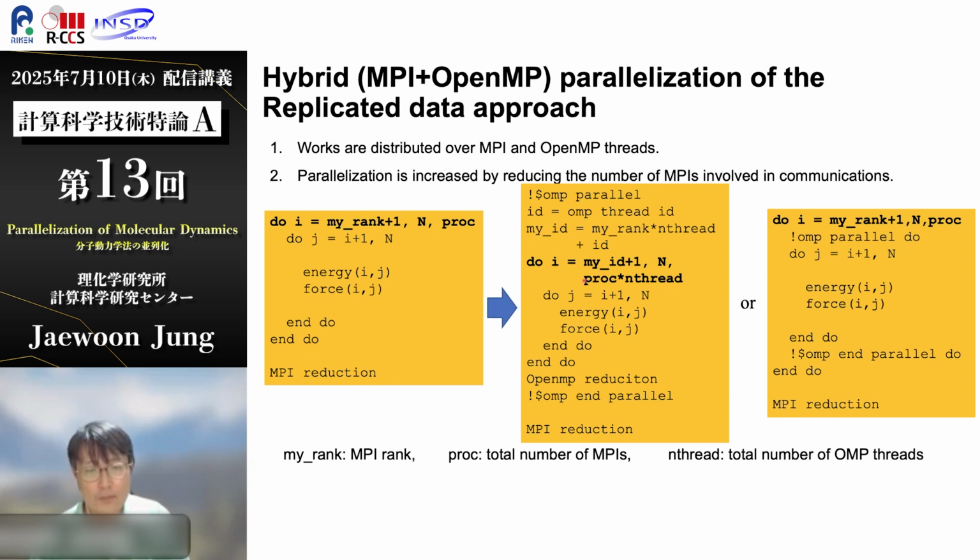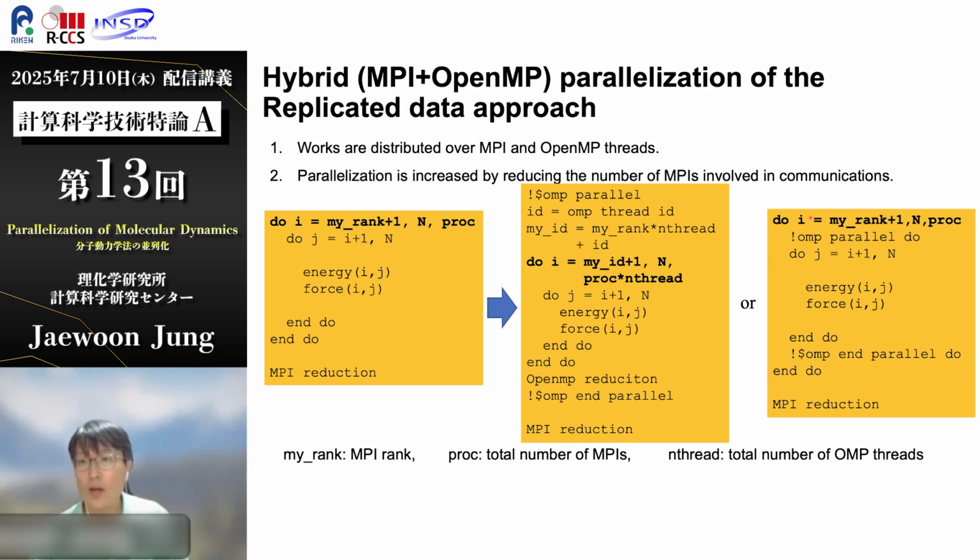But here, we need to be very careful in OpenMP parallelization, because for energy and force, sometimes energy is added by one thread, and it can also be added by another thread. So inside OpenMP, we need a reduction process. And after that, we need to again perform the MPI reduction process.